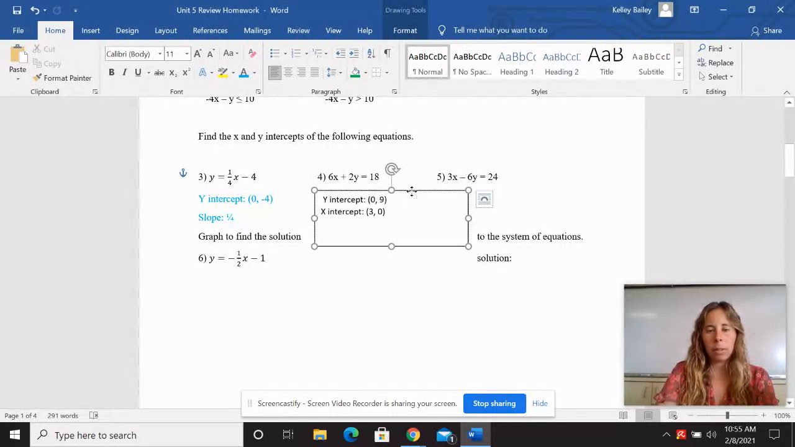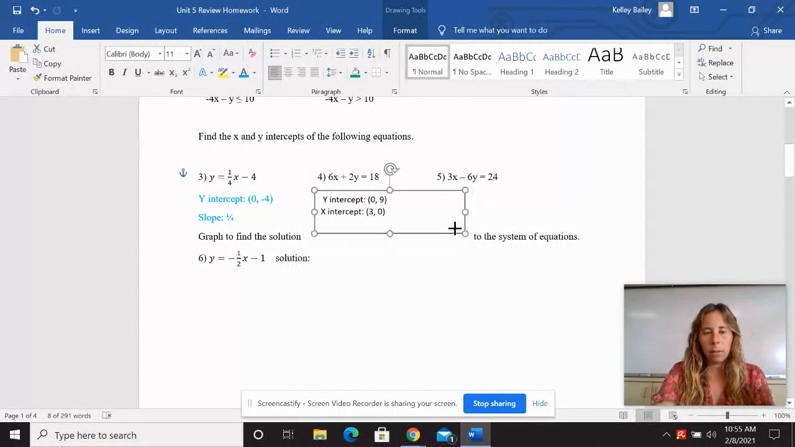Actually, let me get rid of my text box. Actually, I guess it's fine. There you go. All right.